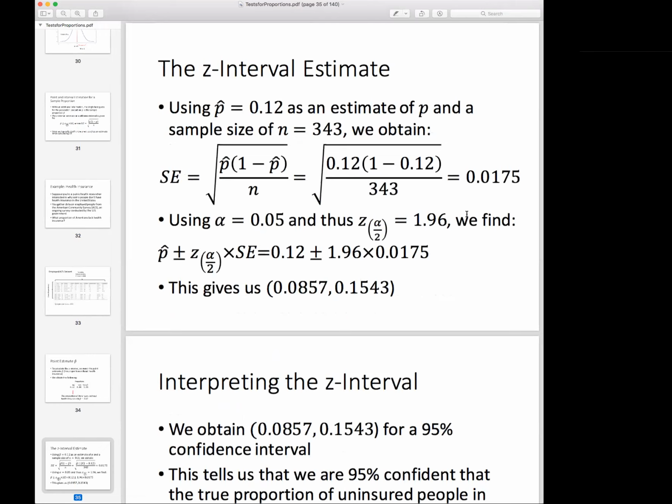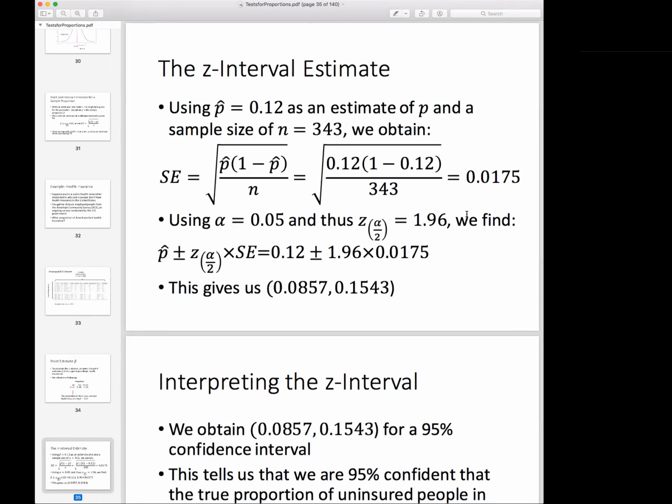We just plug in the numbers and we find that the standard error is equal to 0.0175. And now we can use an alpha of 0.05 and thus a z critical value of 1.96 to find that our confidence interval will be 0.12 plus minus 1.96 times 0.0175, which will give us a confidence interval from a lower range of 0.0857 and a higher range of 0.1543.